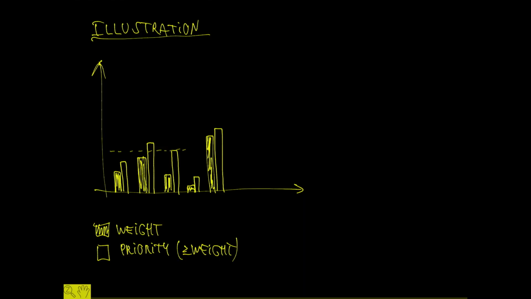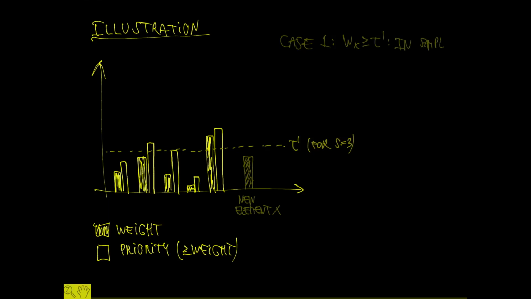Let's define a value tau prime, which is the S highest priority. And let's look at a new element x. So tau prime is the third highest priority in this example among other elements than x. Now there are two cases to consider. First, if Wx is greater than or equal to tau prime, then it doesn't matter what alpha x is. X will end up in the sample with probability 1.